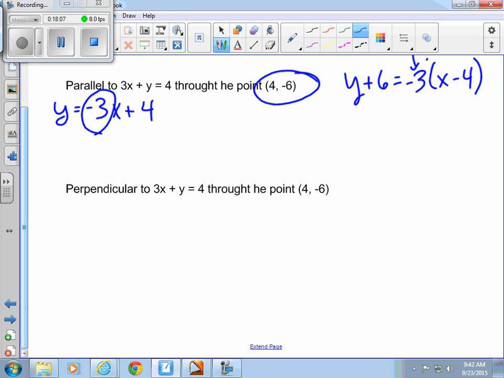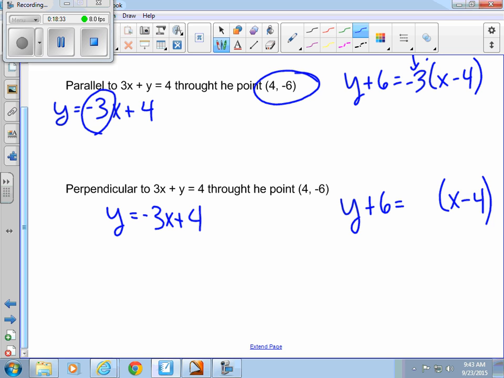Okay, what am I going to do if I'm finding a perpendicular line? We're still at the same point, so I still know I'm looking at a line that looks like this, right? What am I going to do if I have a line perpendicular? Okay, the slope. You notice this is the same line we were talking about up there. It's y equals negative 3x plus 4. That slope is negative 3.